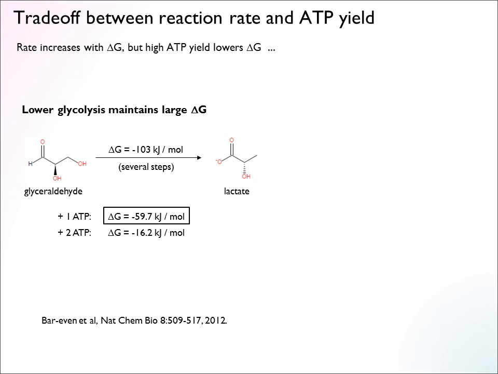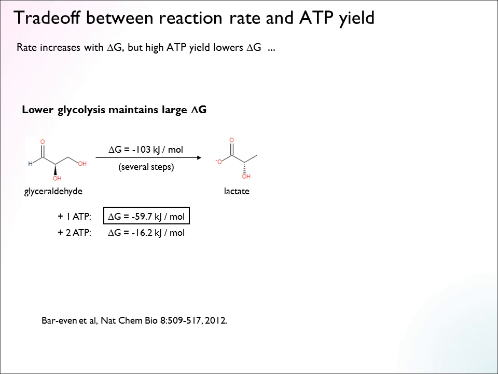So this has been debated a lot for glycolysis in particular, because it turns out that if you look at lower glycolysis, going from glyceraldehyde phosphate, but to simplify a bit, glyceraldehyde to lactate, you have a delta G of about 100 kilojoules in lower glycolysis. And there are several steps here, but in total, this is what you end up with. And so you could potentially take out 2 ATP from this. You could have a yield total of 2 ATP in lower glycolysis.